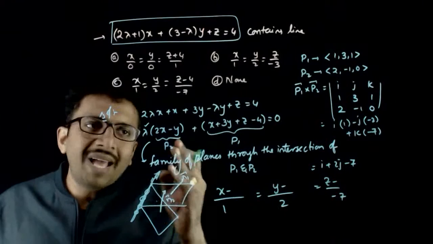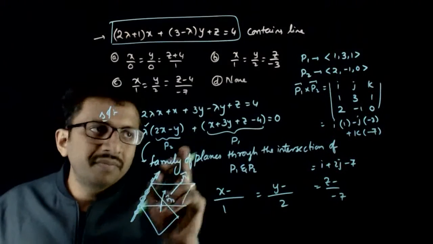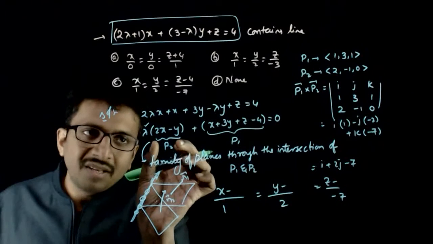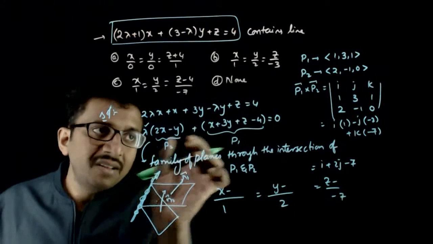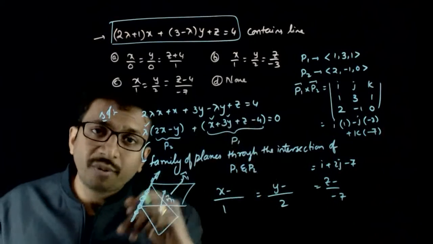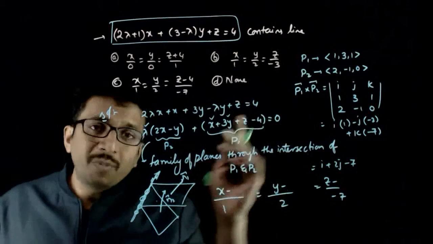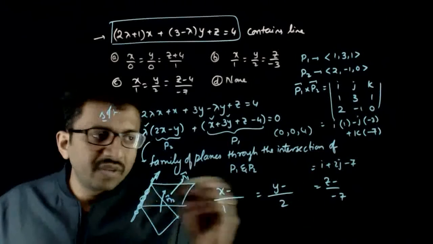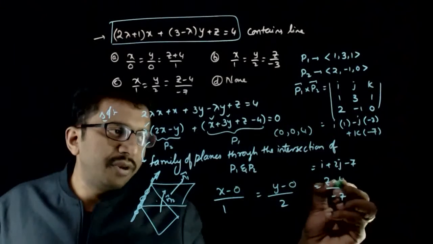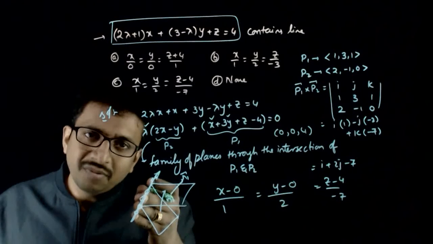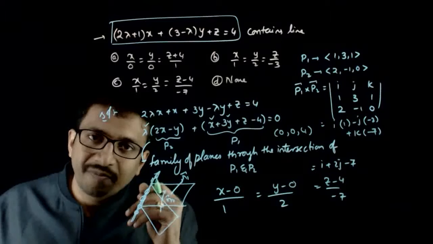You just need to put x = 0, y = 0. If you put x = 0, y = 0 in this plane, it satisfies this first plane. And in the other plane, if you put x = 0, y = 0, you get z = 4. So what is a point which satisfies both these planes? (0, 0, 4). So you can put 0 here, 0 here, 4 here. So this is the line which is present in all these planes.